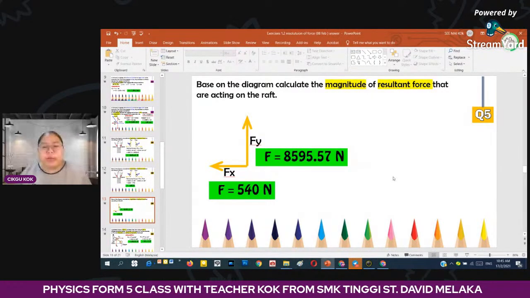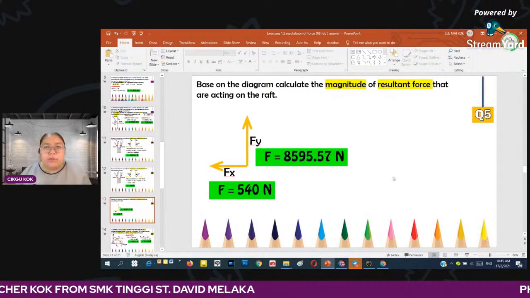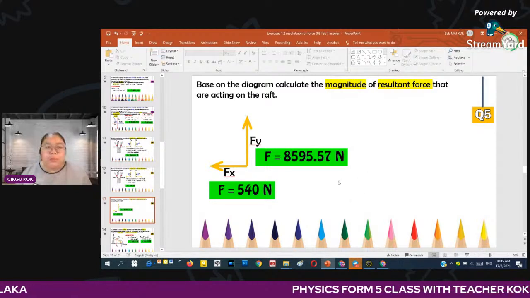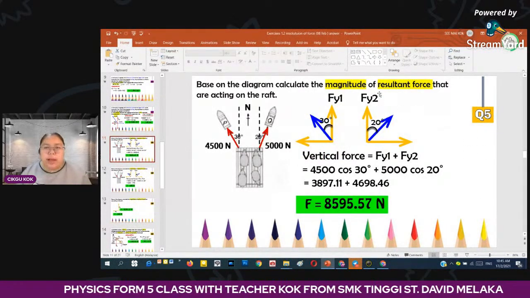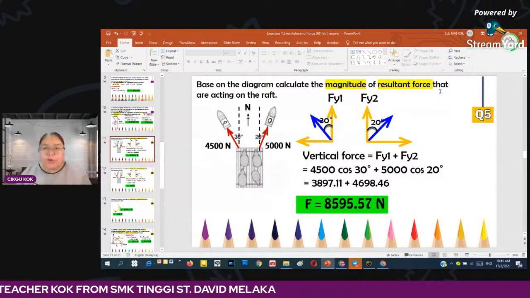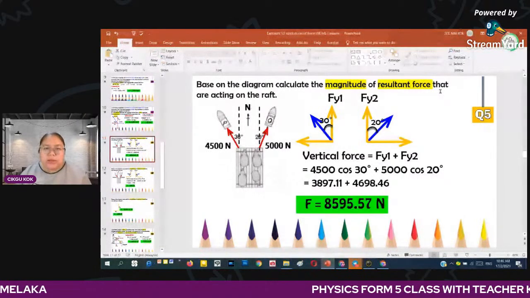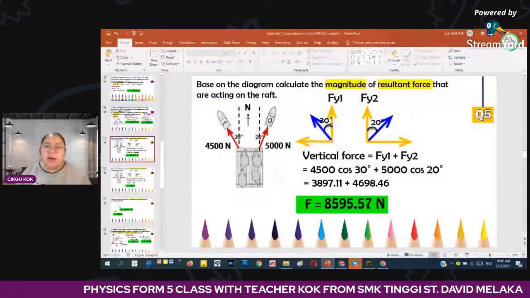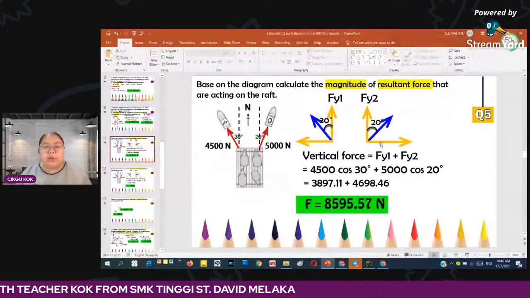Until here, understand or not? If not, I will repeat some more. I want to repeat what we just did. The question asks for the resultant force, is it? If the question asks about the resultant force, it means I need to find the net force. The problem is the anchor is different. That means we cannot say Fx and Fx we cancel. No, we cannot cancel because the forces are different.